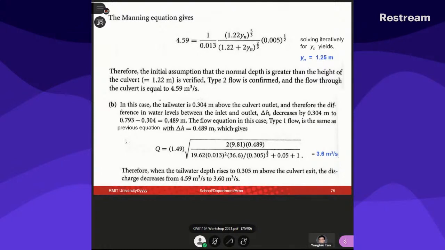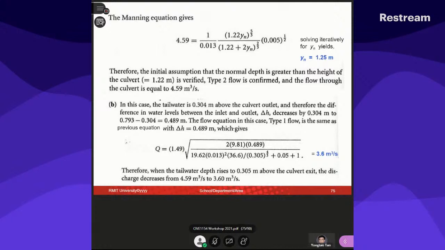So in part B, the tail water is 0.301 above the culvert outlet. Therefore the difference in the water head is the difference between the inlet and outlet. So actually it is type 1 flow, type 1 because the exit is submerged. So we can use the equations to get the discharge rate, which is 3.6 cubic meters per second.